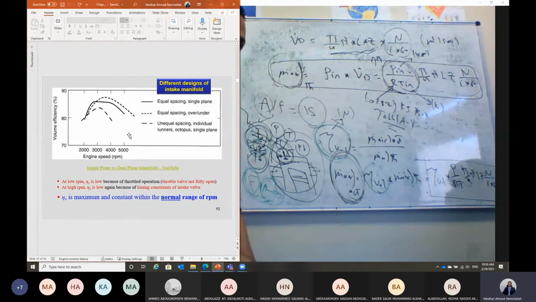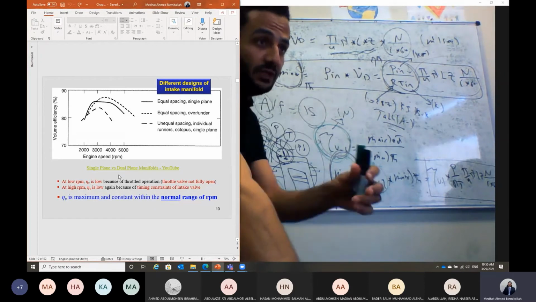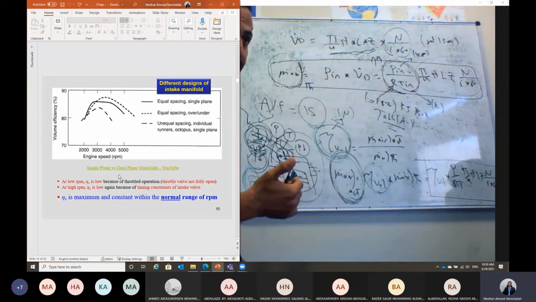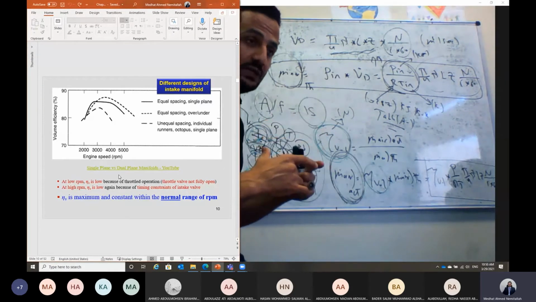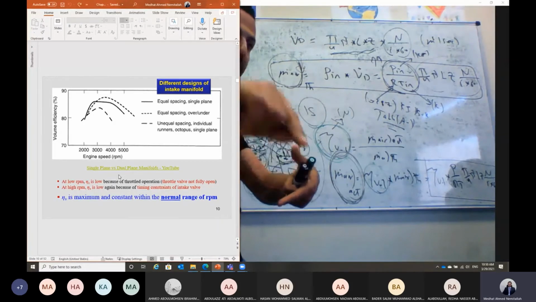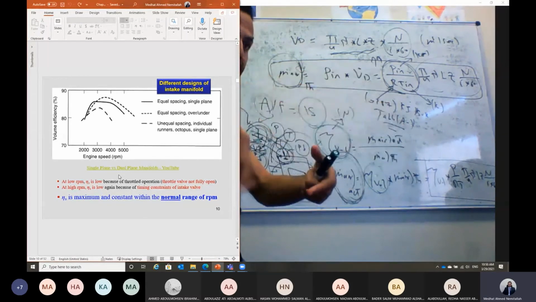We have two main designs for the intake manifold. We have the single plane intake manifold, and we have the dual plane intake manifold. In case of the single plane intake manifold, we have only one common intake manifold, and it distributes the air to all cylinders.